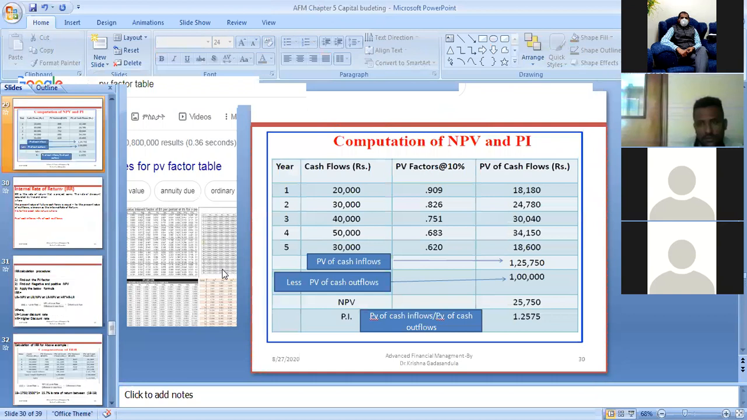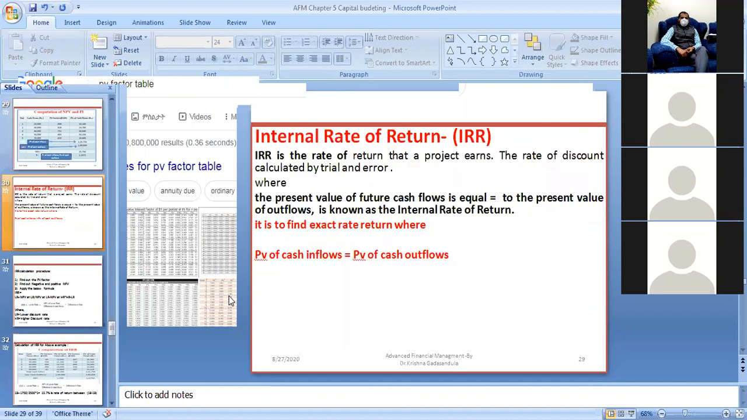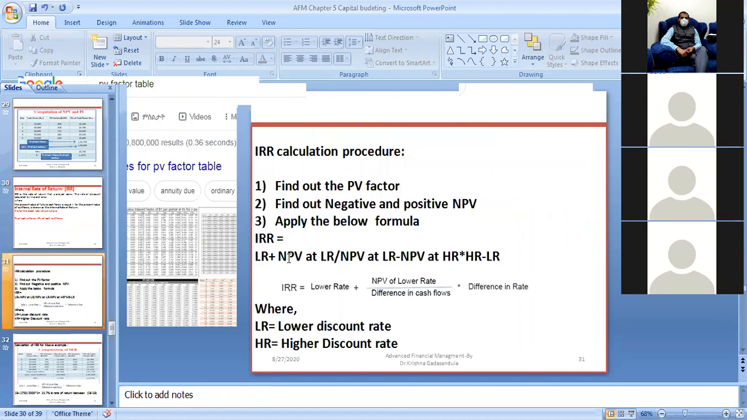Here you see NPV is positive. Sometimes positive, sometimes negative. But I want the exact rate of return. At what rate does my NPV become 0? At what rate does my NPV become 0? To find that, there is a procedure. To find the internal rate of return, the exact rate of return, I need to follow these steps.